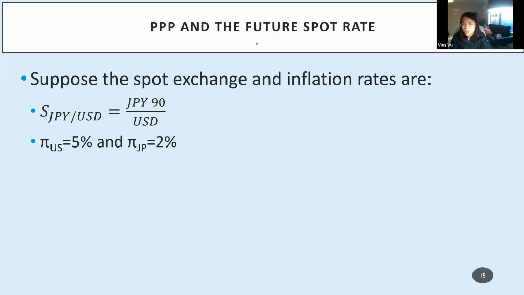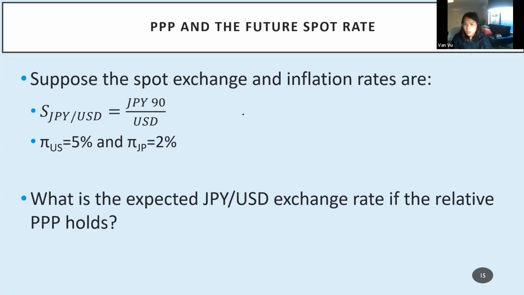So in terms of the relation between the PPP and the future spot exchange rate, one way we can use the PPP is to estimate the future spot exchange rate. For example, suppose the current spot rate for the Japanese yen and the USD exchange rate is 90 yen per USD. We also know that the inflation rate in the US is 5%, and the inflation rate in Japan is 2%. Using these numbers, we will be able to work out the expected value for the future spot exchange rate.